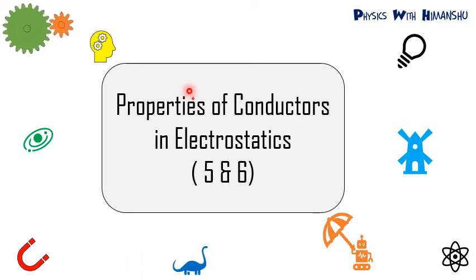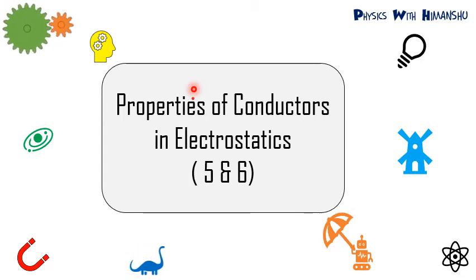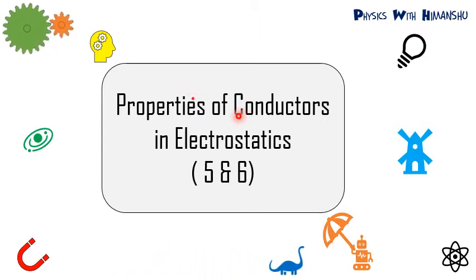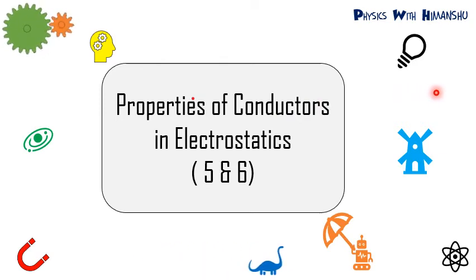Okay, so we have already discussed the first four properties of conductors in electrostatics. Now moving forward, we have two more properties which are very important considering the numerical part of this chapter. So we will first discuss the two properties, and then on the basis of those properties we have some derivations also.